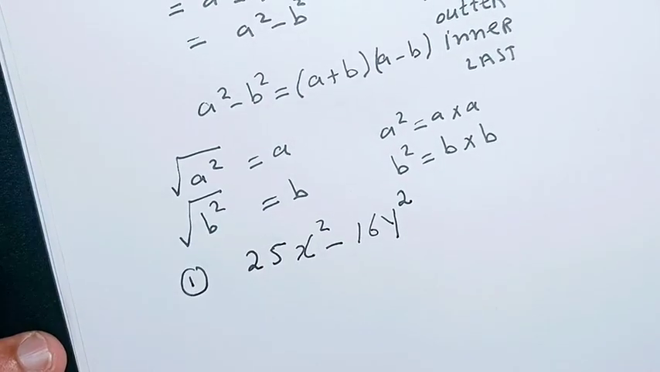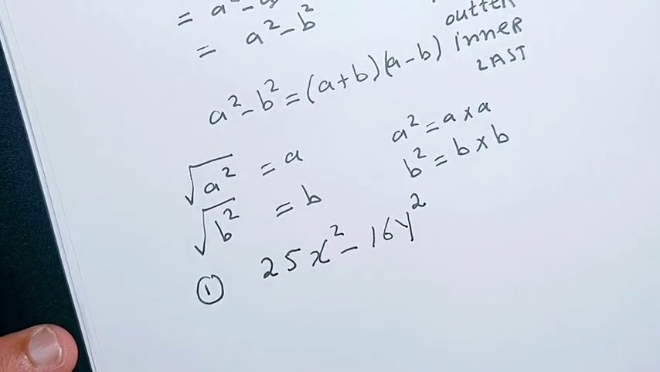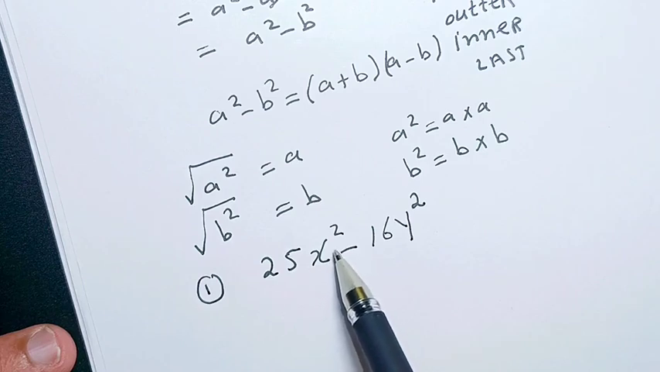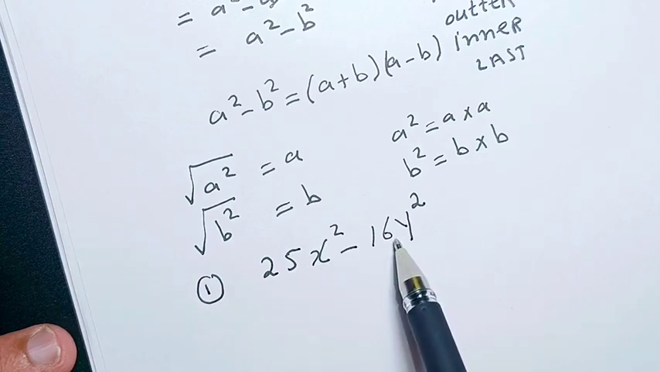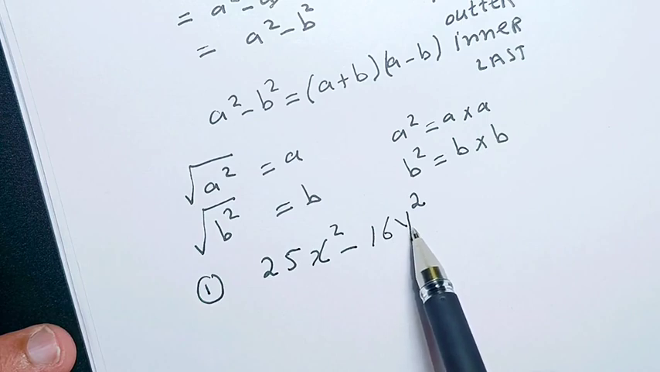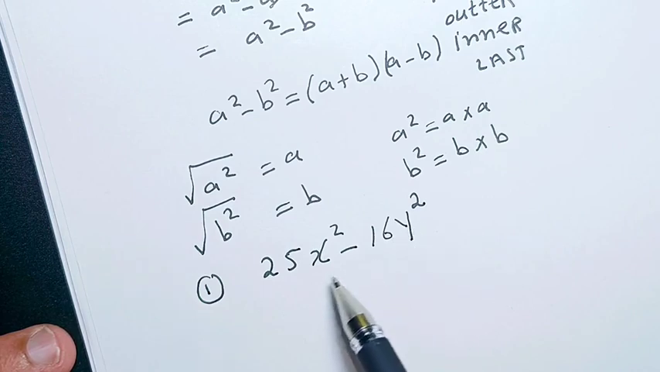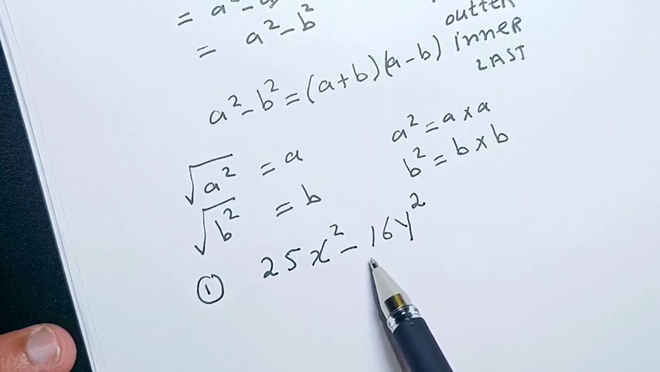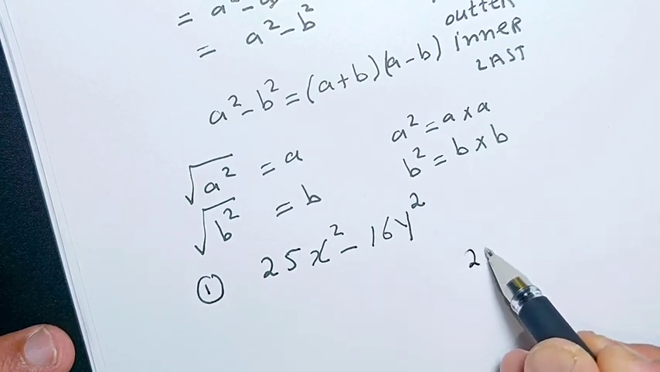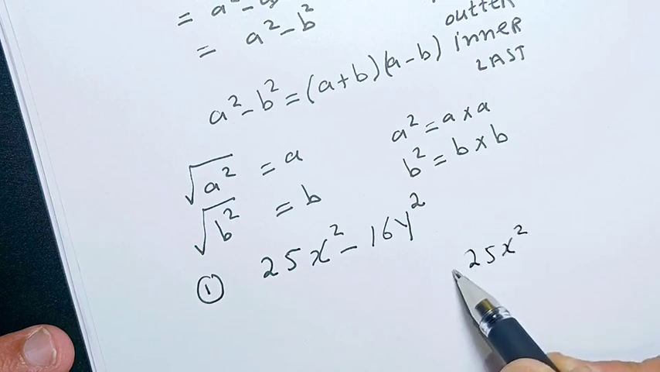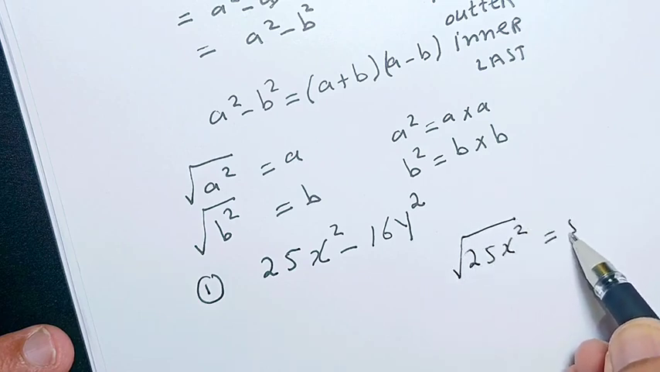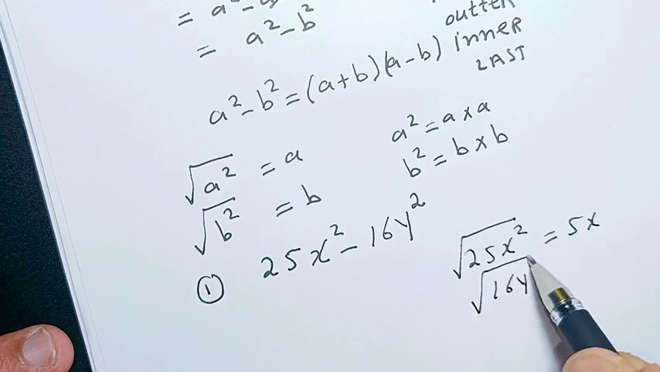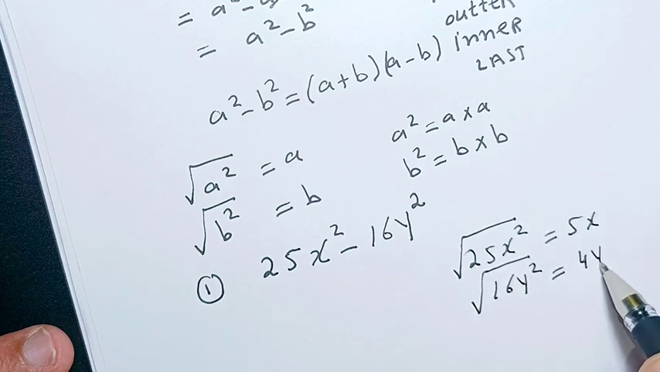Say we have a question here: 25x squared minus 16y squared. The first term, 25x squared, is a perfect square. The second term, 16y squared, is also a perfect square. Whenever you see two terms that are perfect squares, you apply DOTS. The square root of 25x squared is 5x, and the square root of 16y squared is 4y.